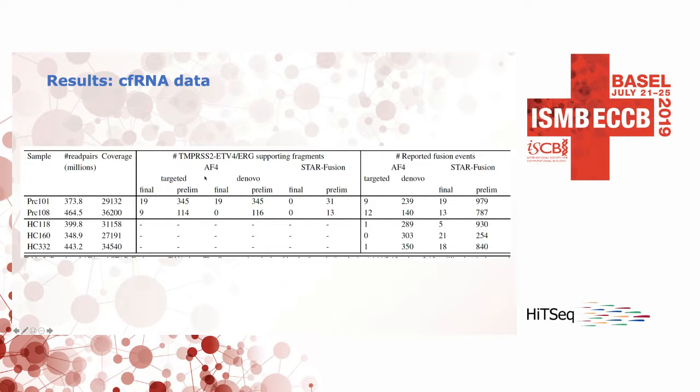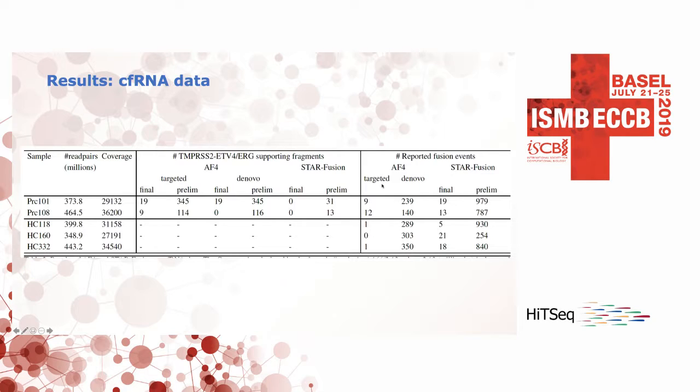In this type of data, we care about how many actual fragments support each fusion event. You can see we have the preliminary and the final column for this data. That's just the number of fragments after removing the duplicates. For STAR-Fusion, in the preliminary there are lots of genes identified, and the filtering criteria removed the majority of them.